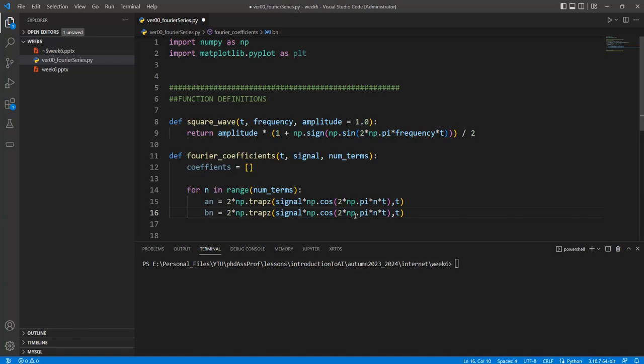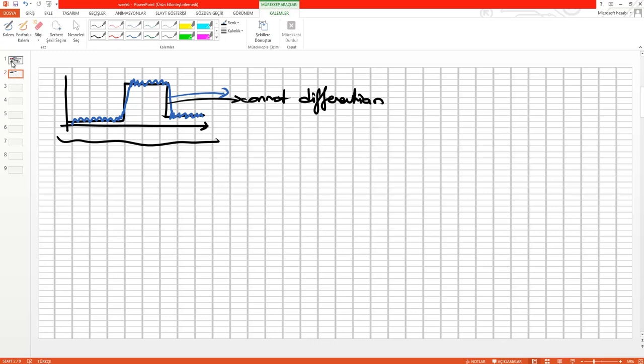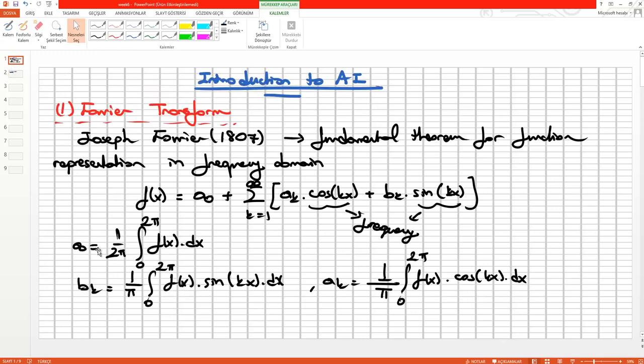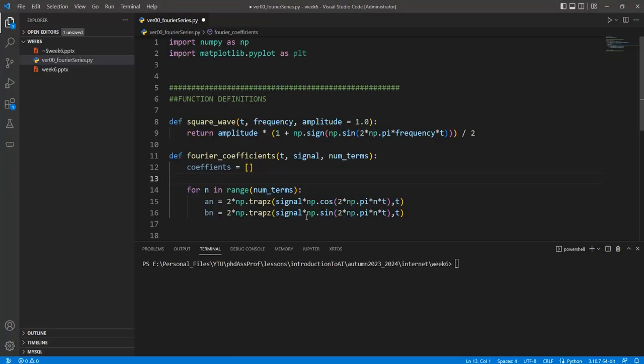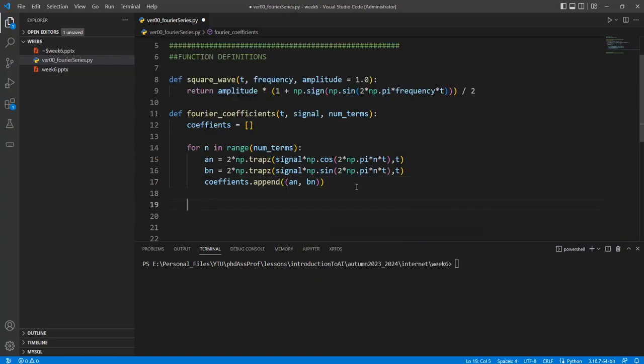Okay? And so bn is calculated with the sine term, because in our formulation, this one, and also we should give the coefficients. They must be appended as tuple values in here, like this one, an and bn, and after that we should return the coefficients, okay? And so if we put the signal into this function, I can generate the an and bn values to represent our signal, right?